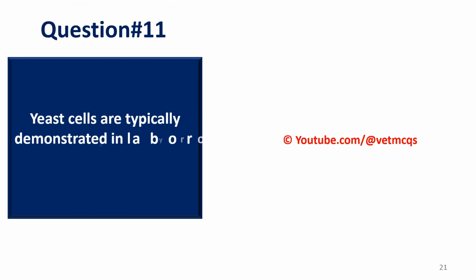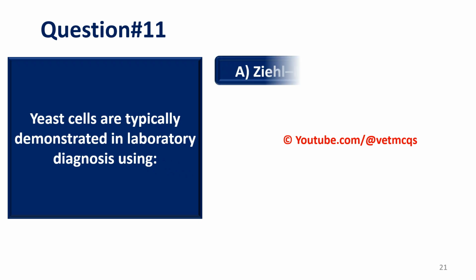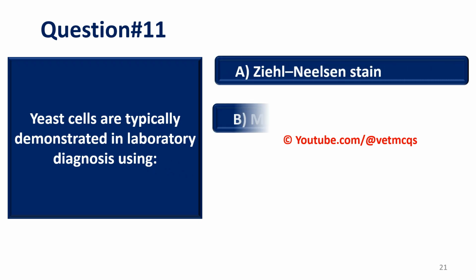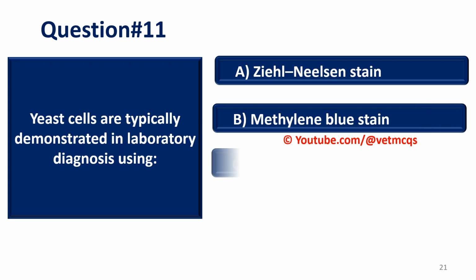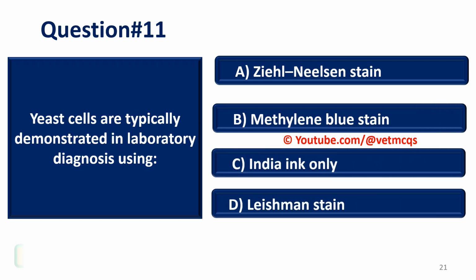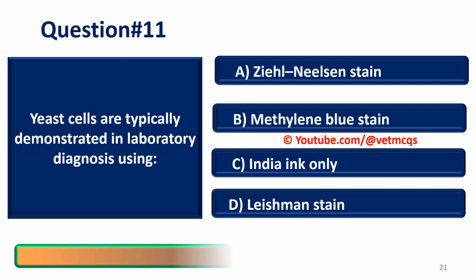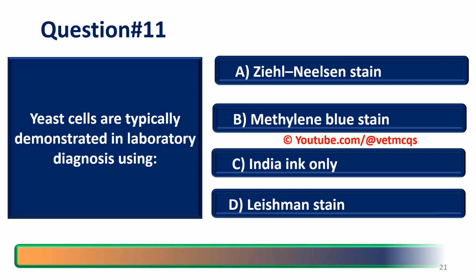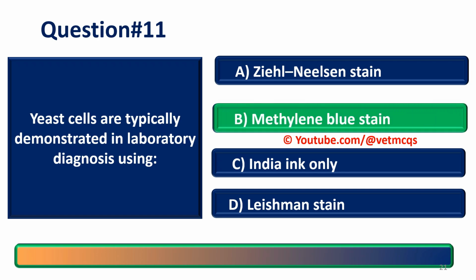Yeast cells are typically demonstrated in laboratory diagnosis using Ziehl-Neelsen stain, methylene blue stain, India ink only, Leishman stain, and the correct answer is option D, that is methylene blue stain.